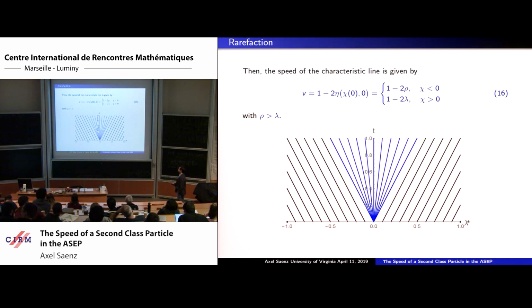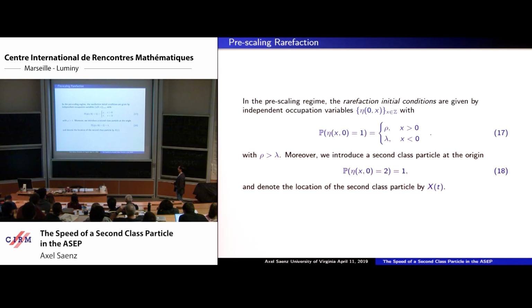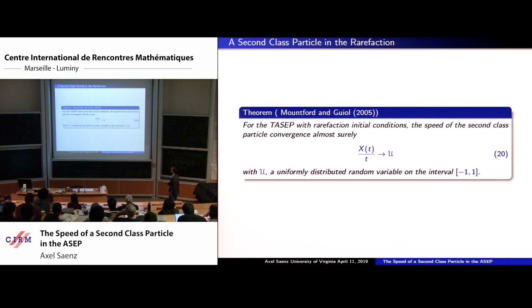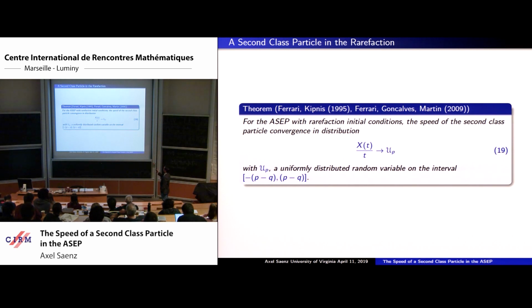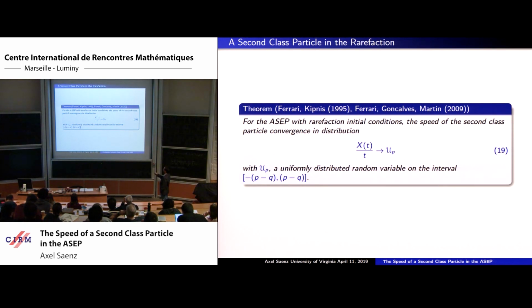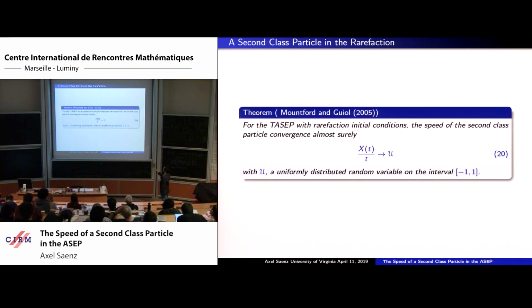And so now when you're in rarefaction, you actually are choosing uniformly. And this is the result, and it's going to be uniformly in this compact interval. And so actually, sorry, I guess I misquoted this statement. The almost sure convergence doesn't happen here in the ASEP. It's just in distribution, this convergence of the speed. Whereas for TASEP, one can actually show that the speed converges almost surely.